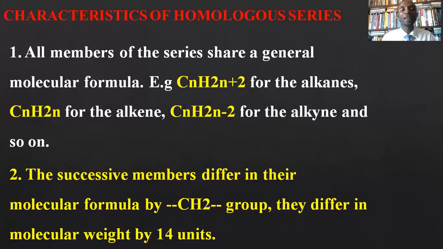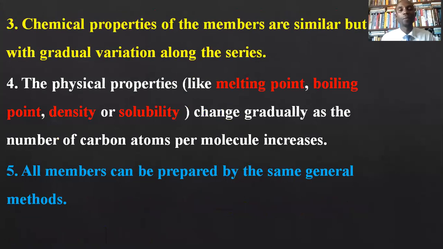Number 3, the chemical properties of the members are similar, but with gradual variation along the series. They are similar, but as the number of carbon atoms increases, there will be little variation. Now, number 4 is that the physical properties like melting point, boiling point, density, solubility, will change gradually as the number of carbon atoms per molecule increases. This variation may be from gaseous, to liquid, to solid as the number increases, just like the alkane family.